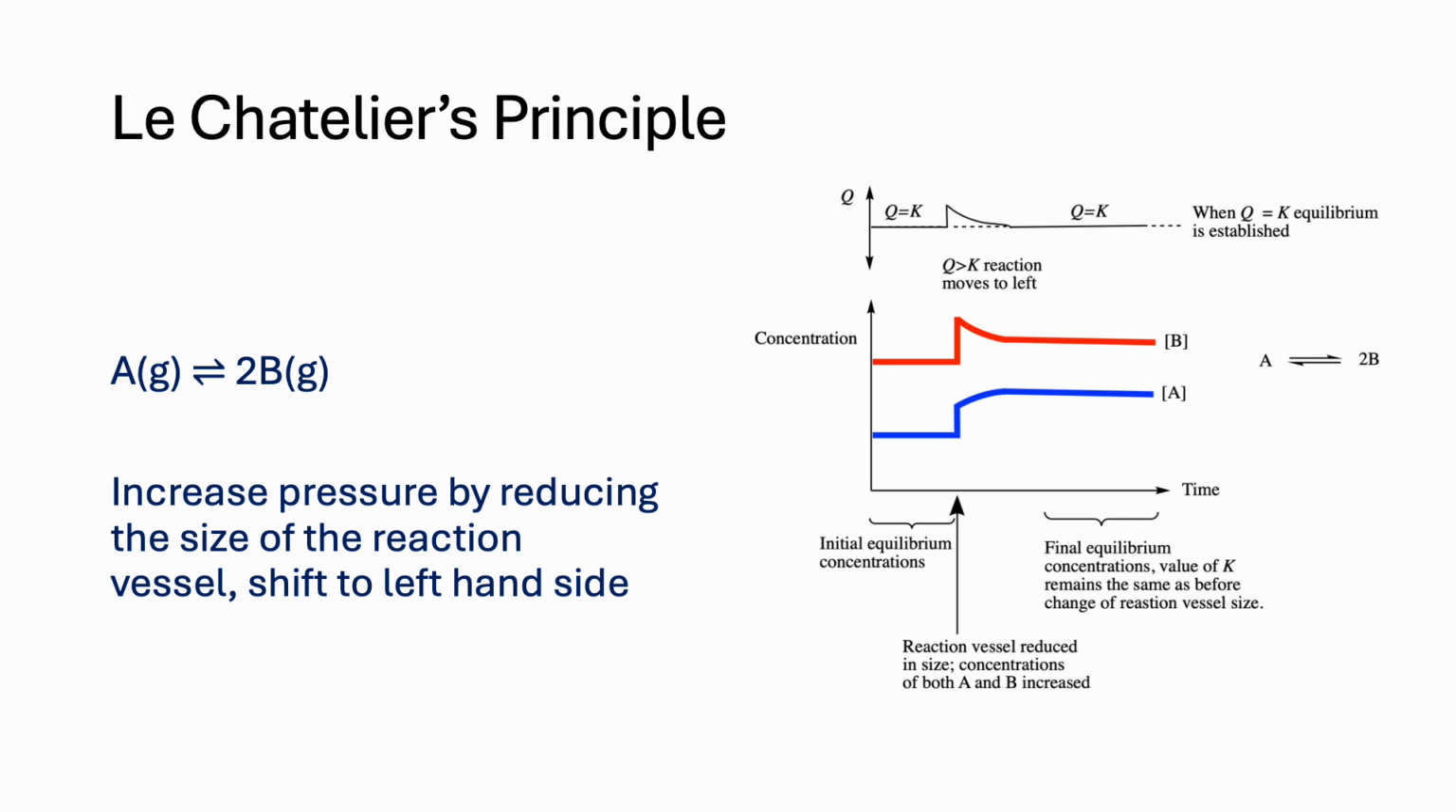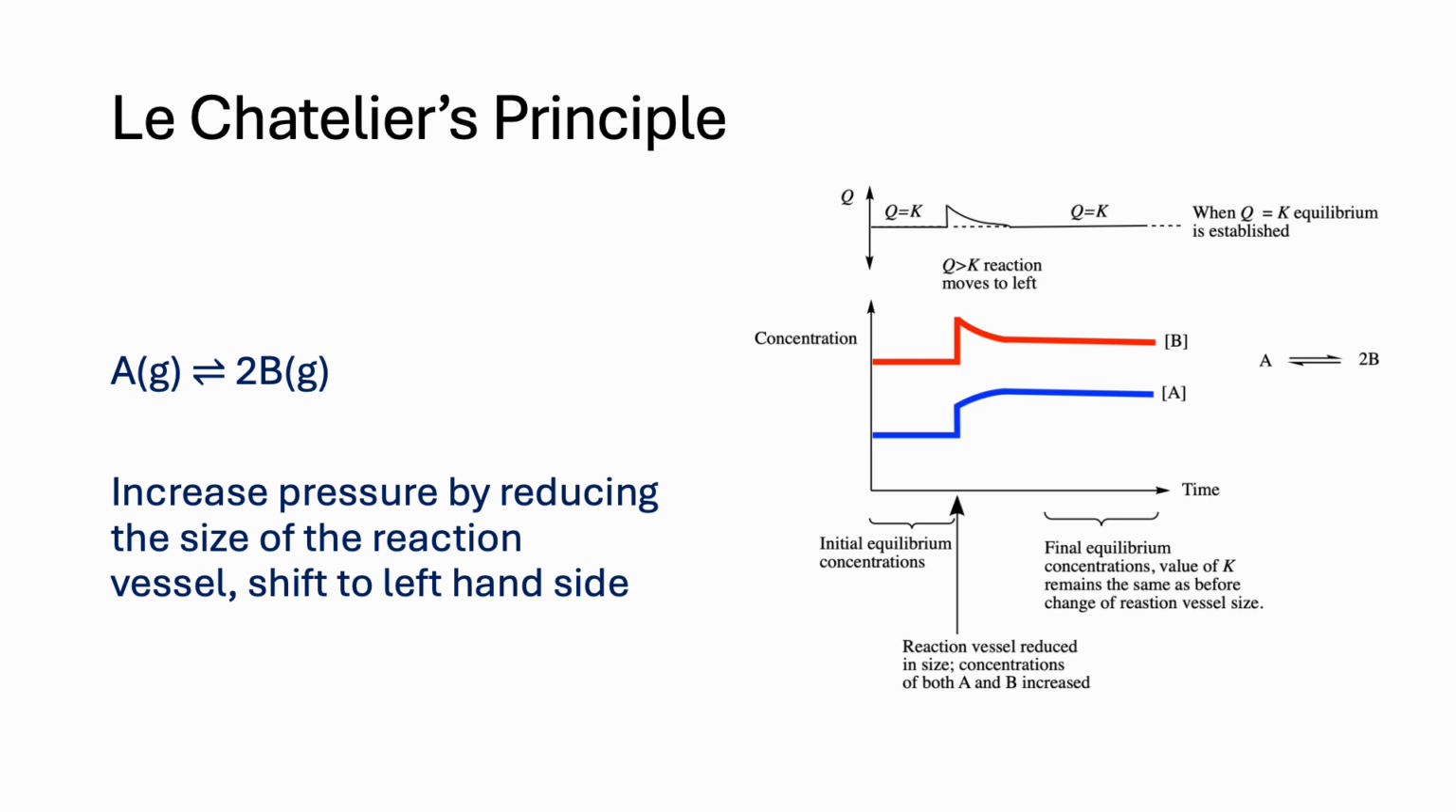In a final example of this series, imagine that A and B are both gases at equilibrium in a sealed syringe-like reaction vessel. If we reduce the size of the reaction vessel, the pressure will increase. The concentrations of all components present will also increase, as they're now contained in a smaller volume. Recall from topic 15 that the pressure of a gas is proportional to the number of moles of gas present.